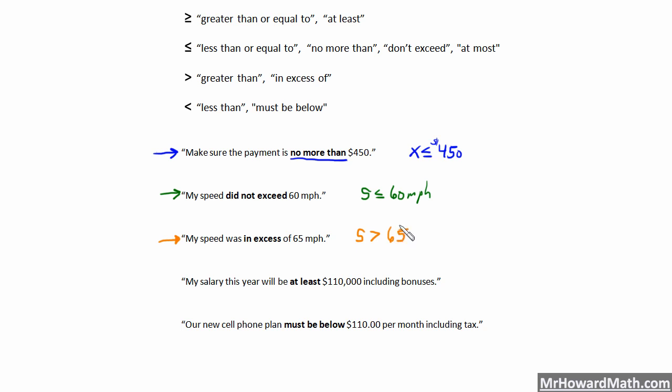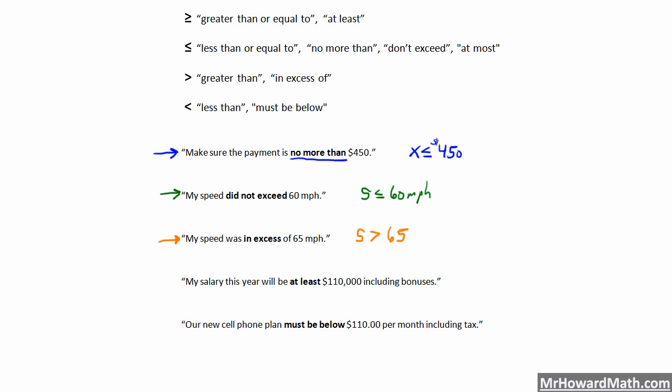So that means we weren't going 65, we weren't going 64, we weren't going 60. We were going something over 65. 66 would satisfy this. 65.1 would satisfy this, but nothing at 65 or below. So if we were going 65, we wouldn't list an inequality this way. We had to be going over 65.